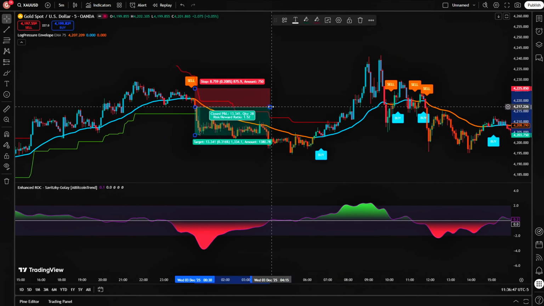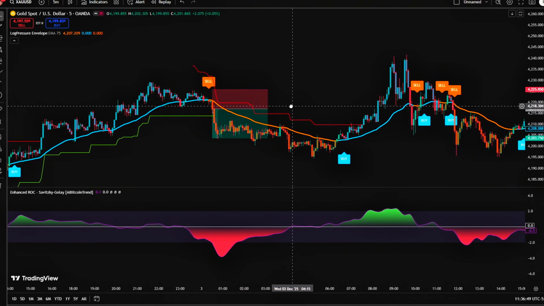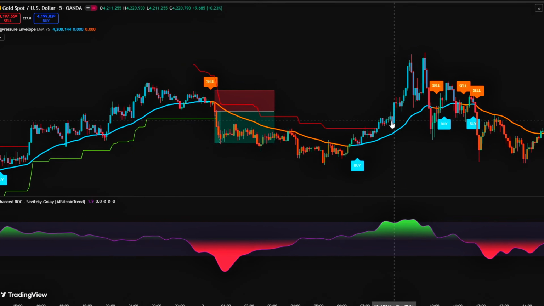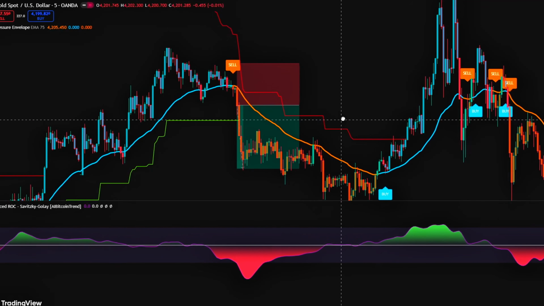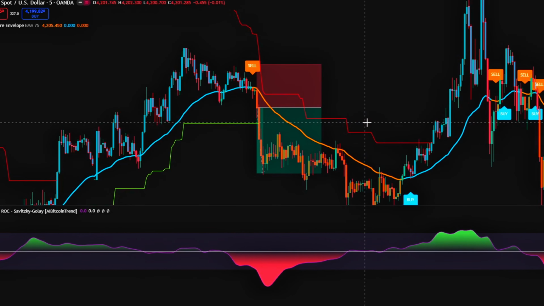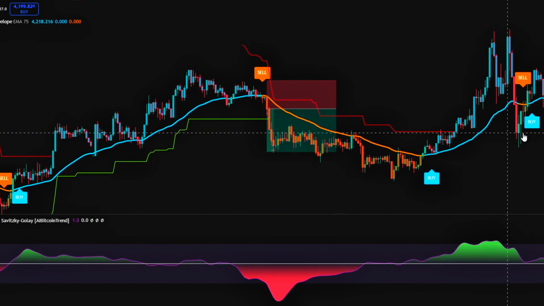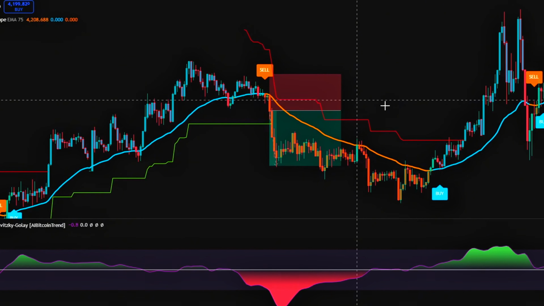Stop loss placement. Place your stop loss just above the midline so the trade is protected if price reclaims the structure. Take profit target. Set your target using a 1 to 1.5 risk to reward ratio, keeping your risk controlled and your winners larger than your losses.